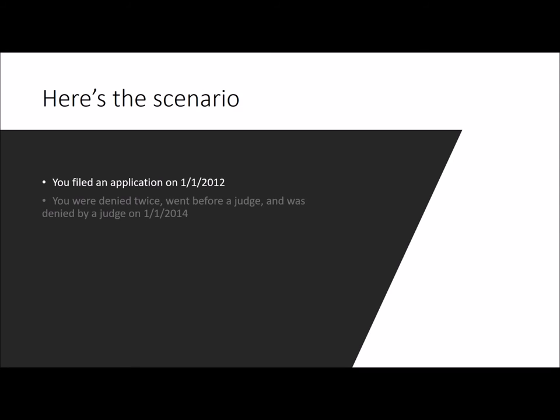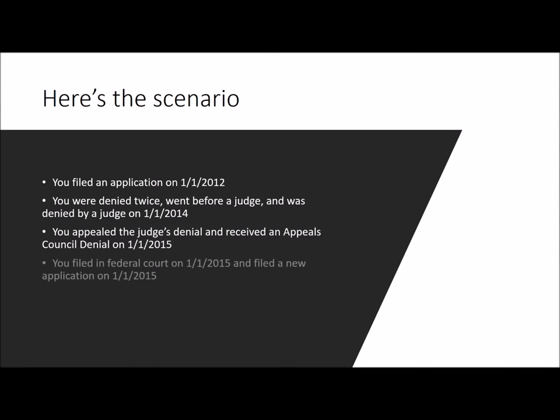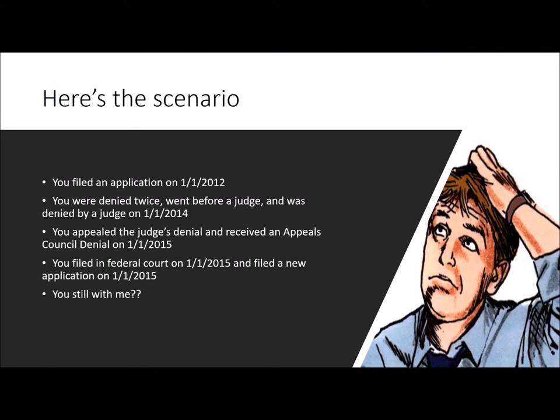So you filed an application January 1 of 2012. You were denied twice, went before a judge, and you were denied by the judge on January 1, 2014. You appealed the judge's denial and received an Appeals Council denial on January 1, 2015. So now here we are, 3 years later. You filed in federal court on January 1, 2015, based on your January 1, 2012 application that was denied by a judge back in 2014.